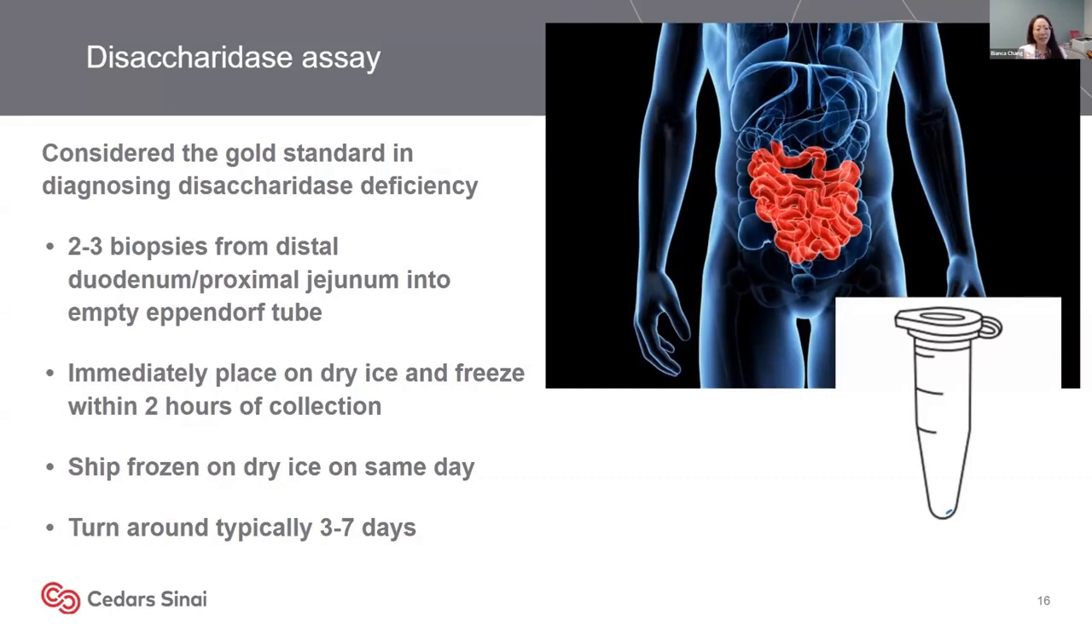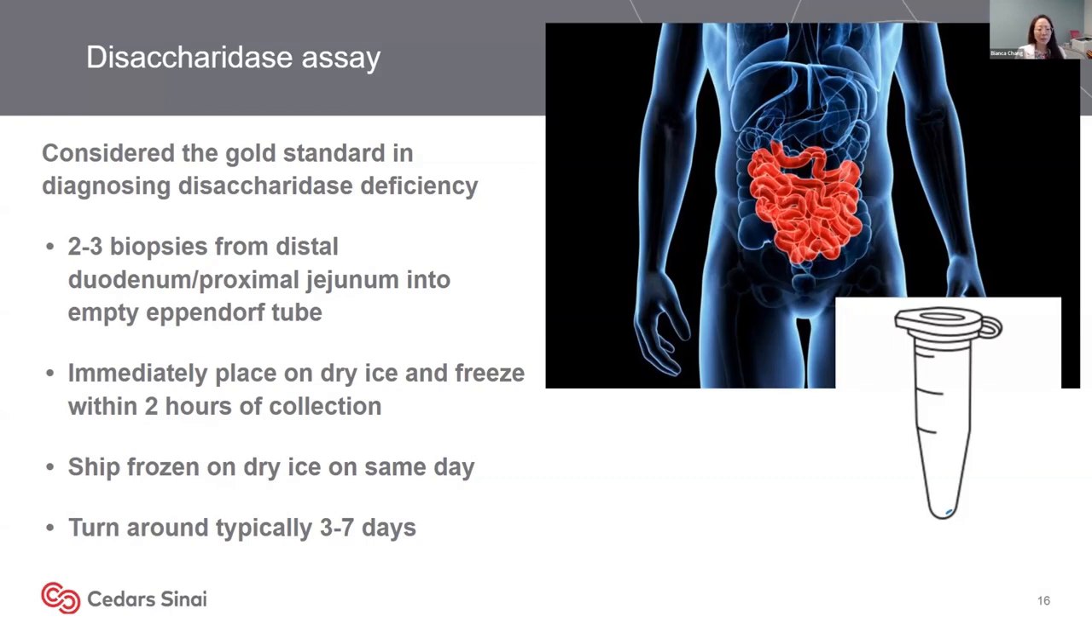So for the disaccharidase assay specifically, during the endoscopy, we take 2 to 3 biopsies from the distal duodenum or proximal jejunum. So that's between the first and second portions of the small intestine. We place those biopsies directly into an empty Eppendorf tube. We place that on dry ice, and on dry ice we ship it overnight, usually to Mayo Clinic, but there's a couple different laboratories around the country that perform this type of assay.